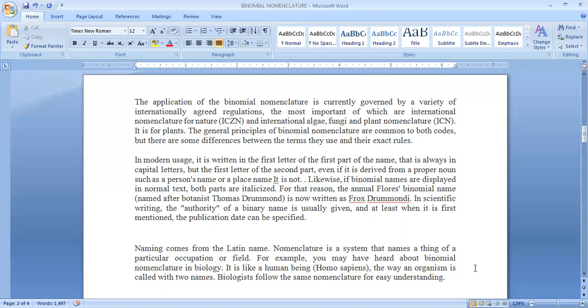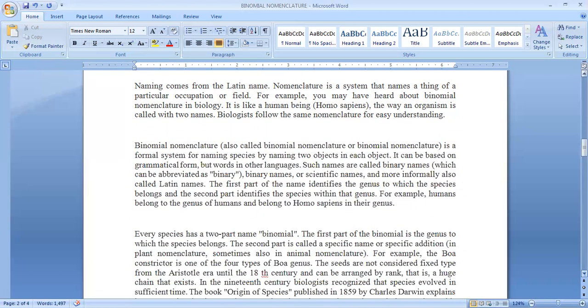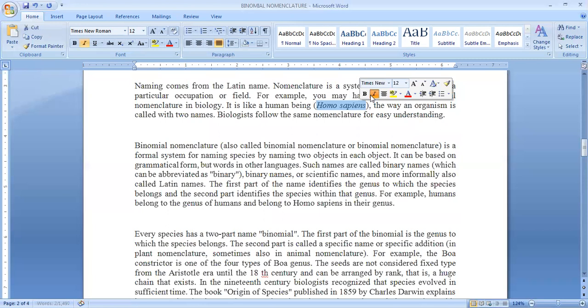Now the Latin name, as we all know, is used for nomenclature. For example, we hear the binomial nomenclature in biology. For human beings it is called Homo sapiens. So it is a way for an organism to be called with two names, Homo sapiens. Now we should write it in italics or underline it. So binomial nomenclature is a formal system for naming species with two names.